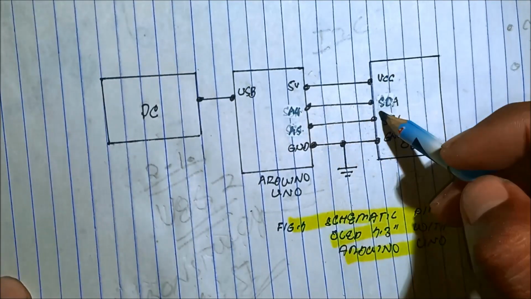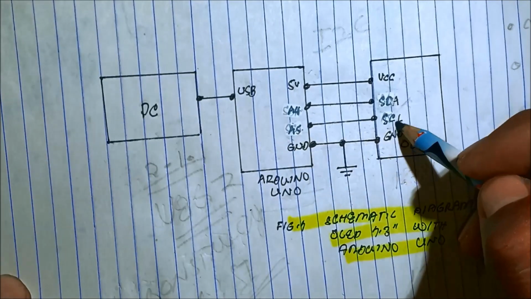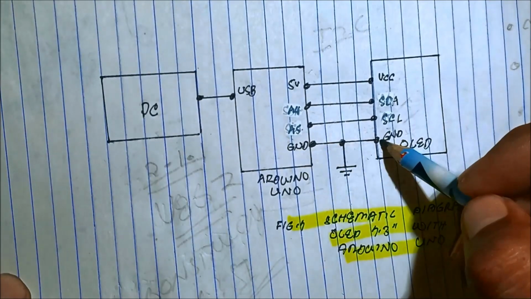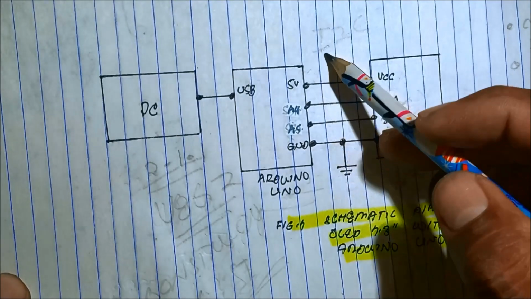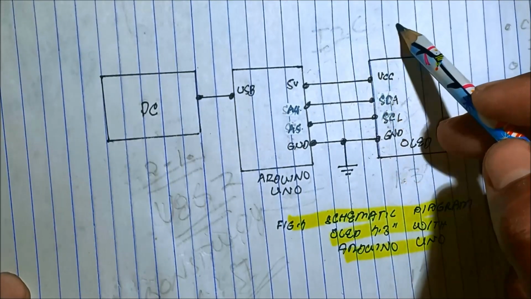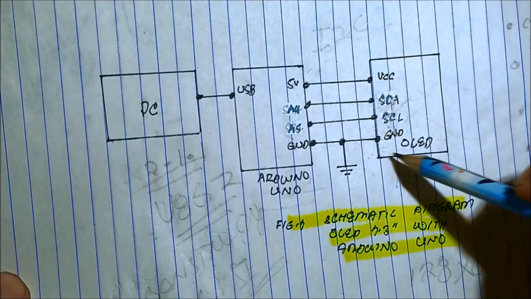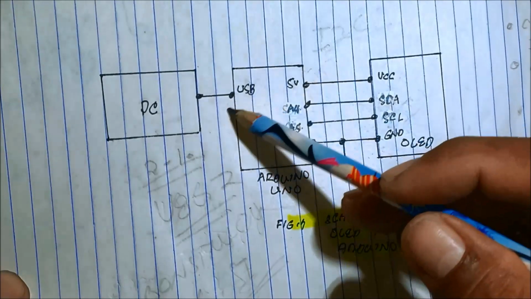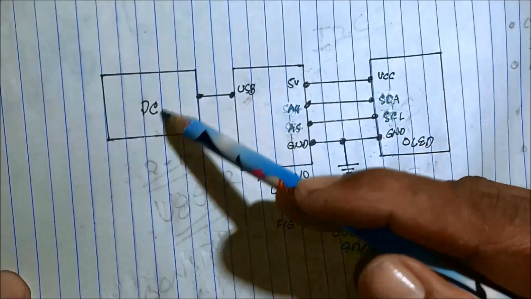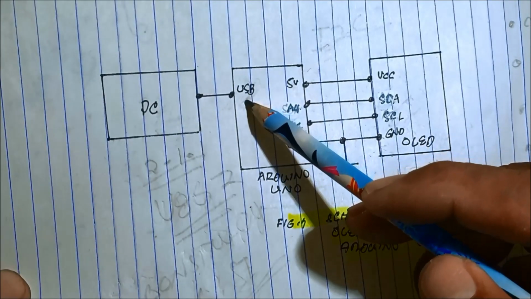A4 of the Arduino goes to SDA, serial data, A5 of the Arduino goes to SCL, serial clock, and ground to ground. So we have a clock here. That is the I2C, inter-integrated circuit, wherein we are using 4 pins of the OLED, connected to the Arduino. And the power is also provided by the PC through a USB port.